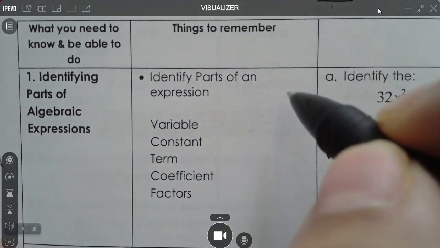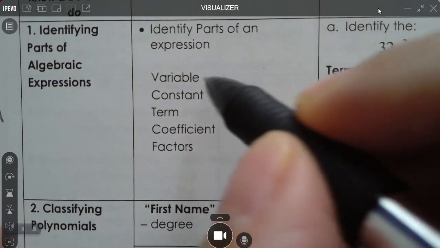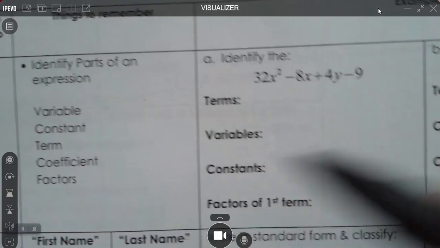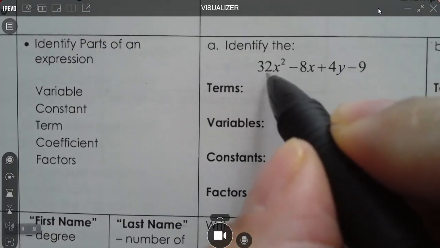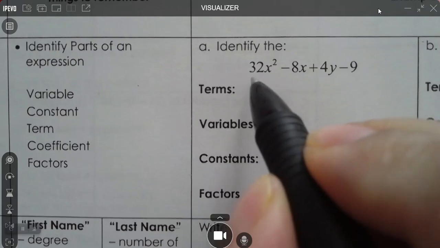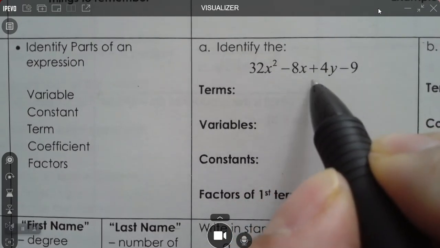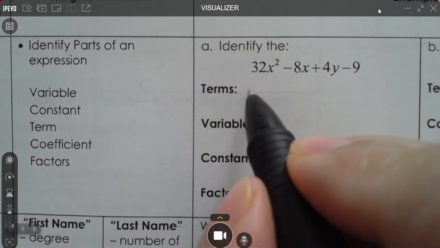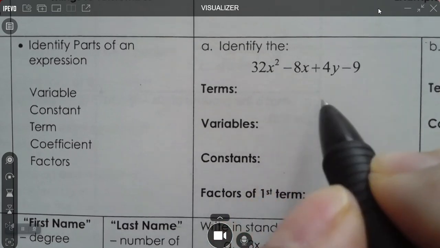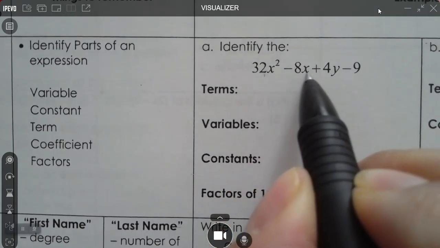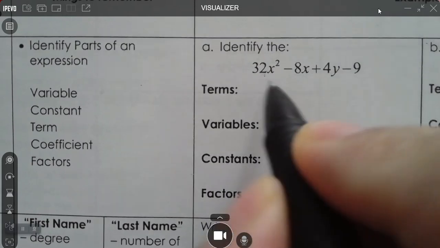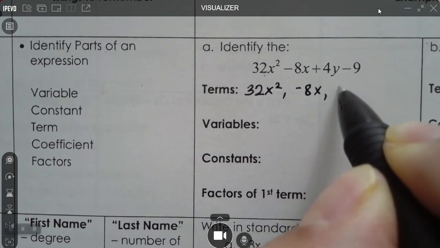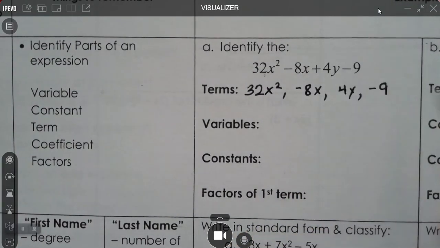All right, we're going to identify the parts of an expression. You should be able to figure out what your variable is, your constant, your terms, your coefficients, and your factors. So when looking at this expression, and it's an expression because there is no equal sign, we have 32x squared minus 8x plus 4y minus 9. If I ask you how many terms you have, terms are separated by plus and minuses. So we have 4 terms. 32x squared is a term, negative 8x is a term, 4y is a term, and negative 9 is a term.